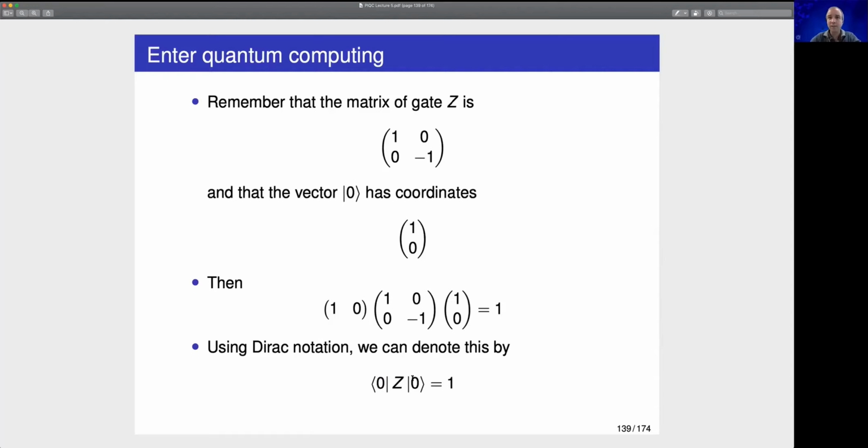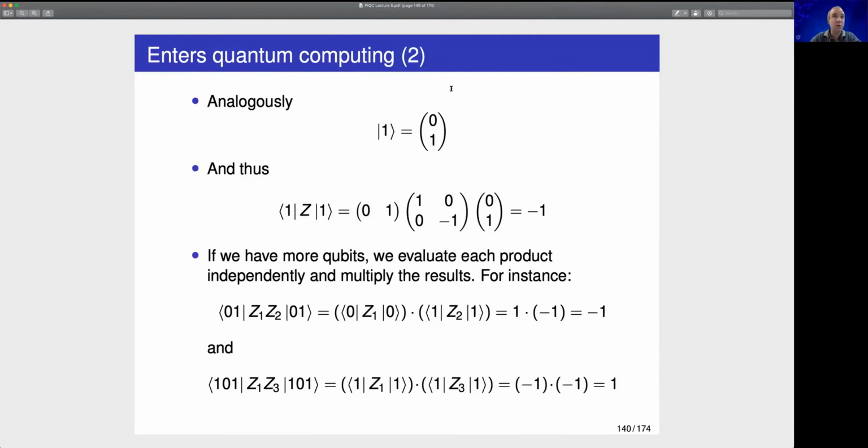So we can do this when we have 0. We can do this also when we have 1. When we have 1, this is the expression for the state as a column vector. And if I do the same computation, I obtain -1, okay? Why do I do this?